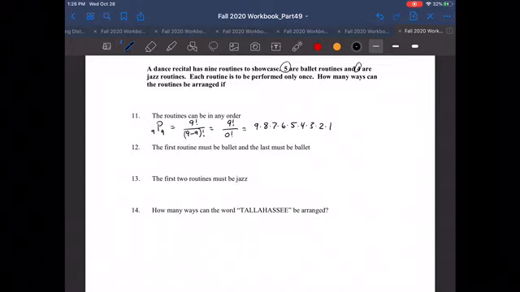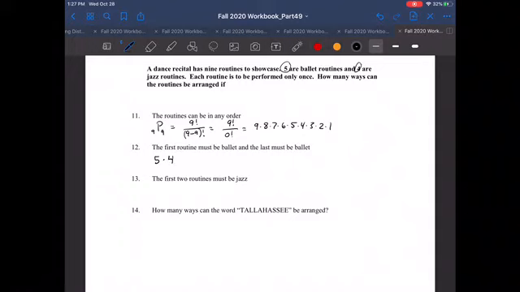Okay? Then it gets a little bit trickier. Now it says the first routine must be ballet and the last routine must be ballet. That gets a little bit tricky because the first one has to be ballet and the last one has to be ballet. So for our very first one, we might as well pick them right off the bat. I have 5 ballets to choose from, so my very first one, I have 5 choices. Then for the very last one, I have 4 ballets to pick from.